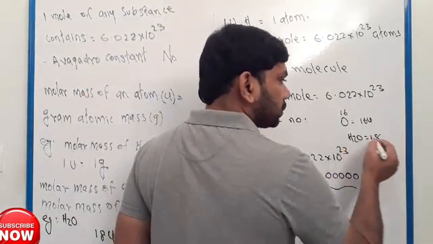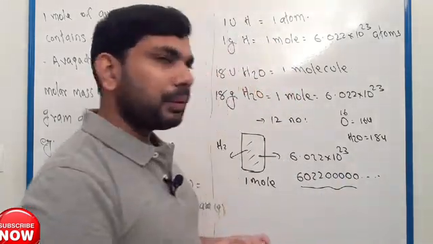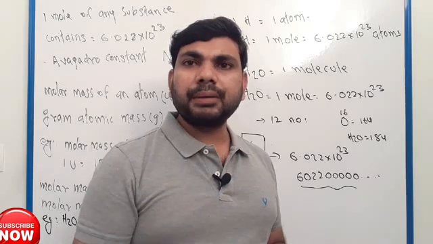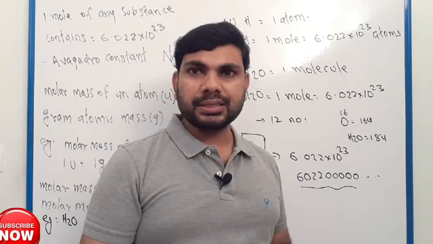So when you take H2O here, this is H2O. U is the unit of atomic mass or molecular mass. U means unified mass.